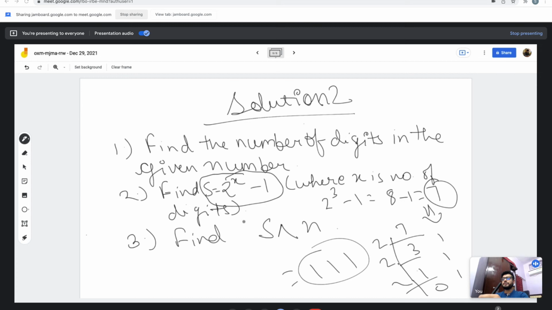Then what we are going to do is basically find s XOR n, where s is the number 2 raised to power x minus 1, and n was the original number given to you. So basically what we need to do is find 5 XOR 7, which will give us 2, which is the intended answer for us. Now let's take a look at the code for this solution.